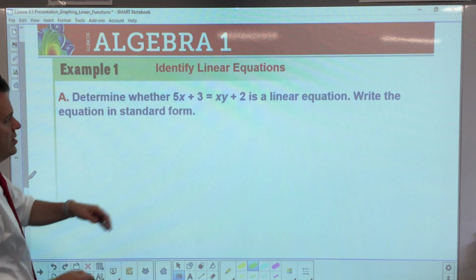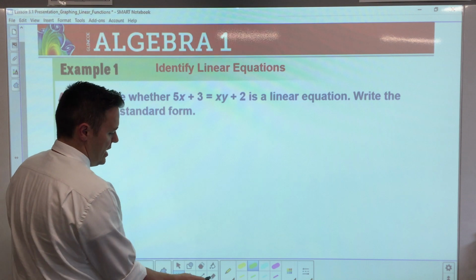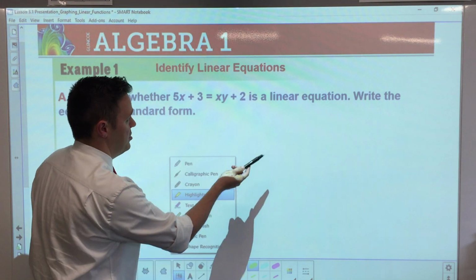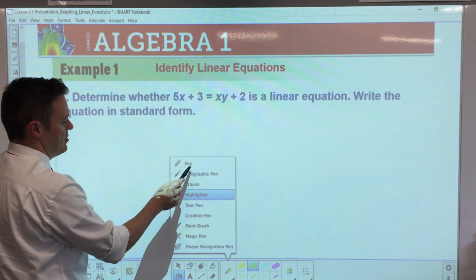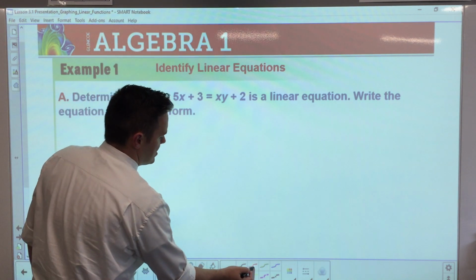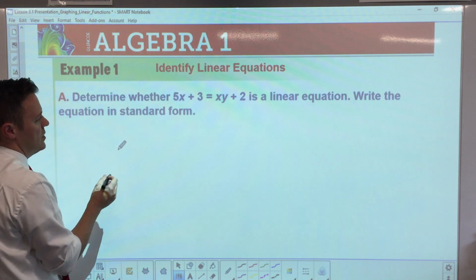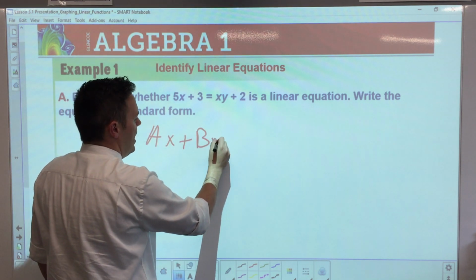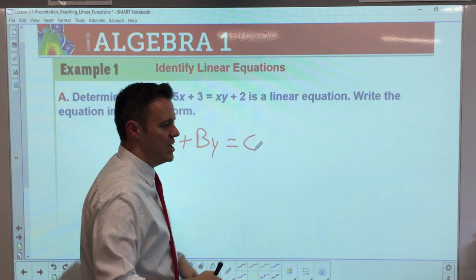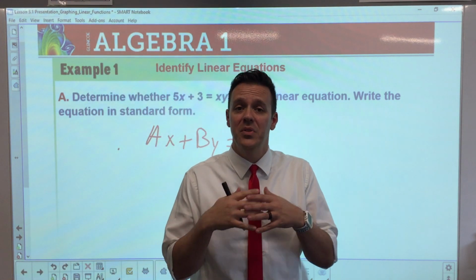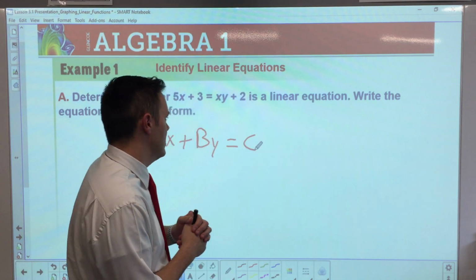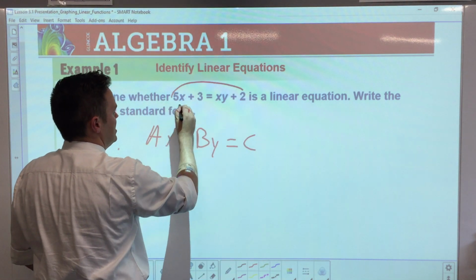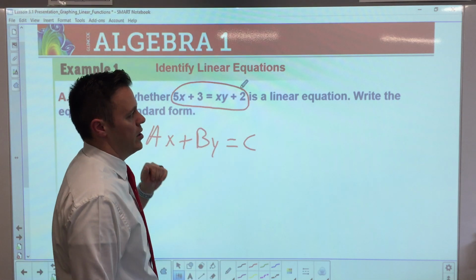Determine whether 5x plus 3 equals xy plus 2 is a linear equation. Write the equation in standard form. When we deal with this, the first thing we want to do is remember that standard form is ax plus by equals c. I know it's at the top of your notes, but please make sure you understand and follow along with this concept. So here's the question: can you get this particular equation into this form?